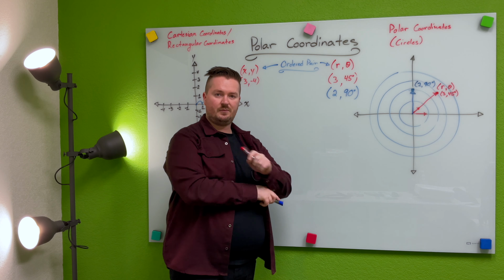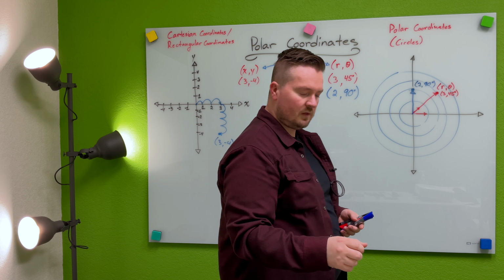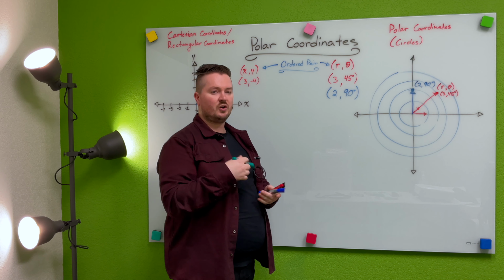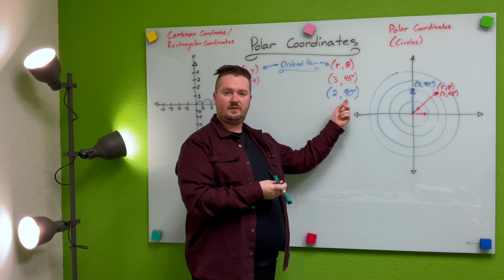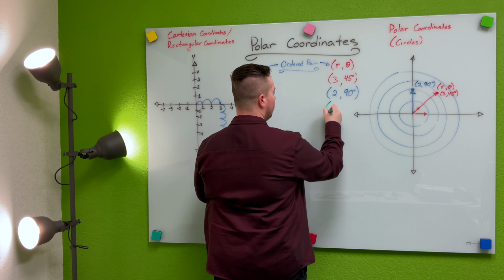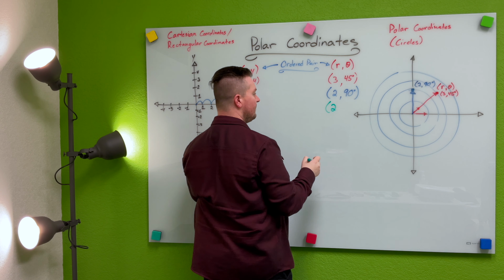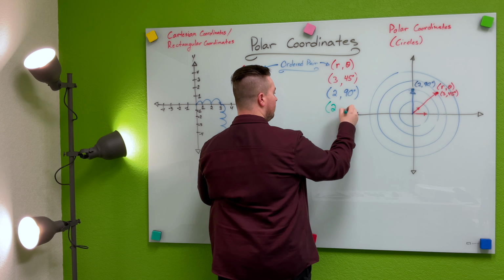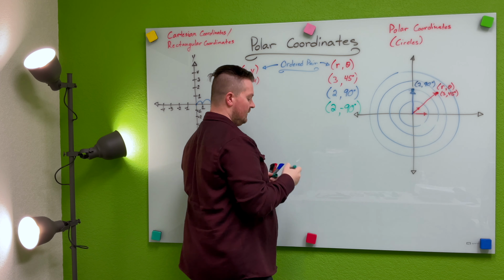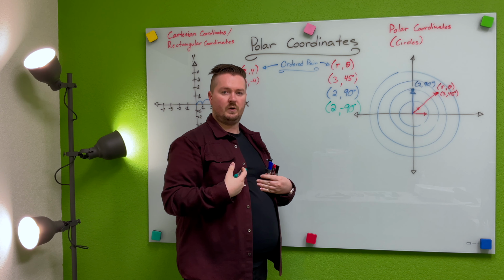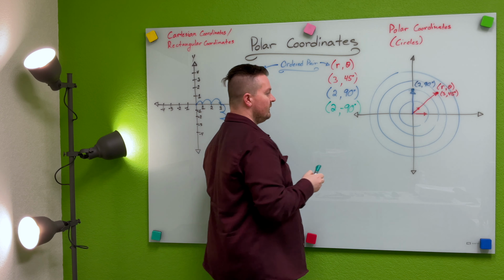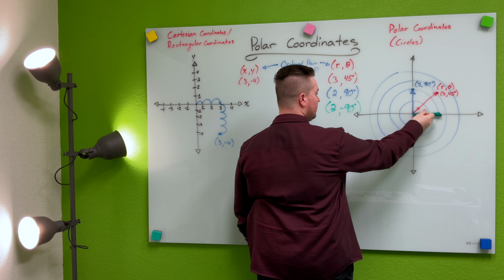So let me give you 2 examples now that could be a little bit confusing. For the first one, I'm going to use a green marker. We are going to turn not in the positive direction, but in the negative direction. So let's say we want to go still 2 steps out from the origin, but we want to go in the negative direction 90 degrees. So remind me, what direction are we starting facing? What's our initial direction? The initial direction is the positive x-axis.